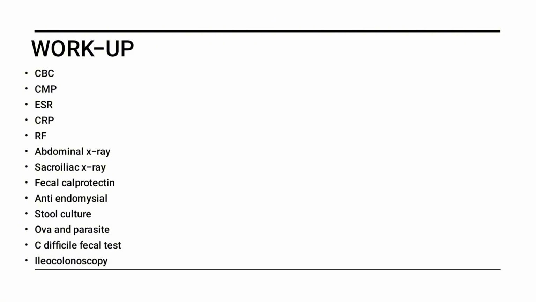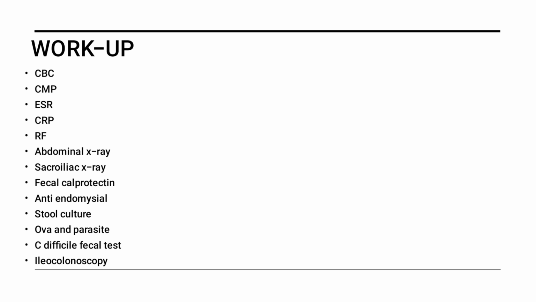So we want to see how much is the hemoglobin. Do we need to transfuse or not? Is it an emergency case or not? So that's why we order the CBC and CMP, which we want to check the sodium, potassium, and the electrolytes, calcium, etc. Because the patient has been having diarrhea for a long time, so we need to check those electrolytes.